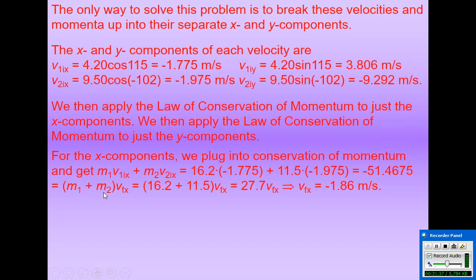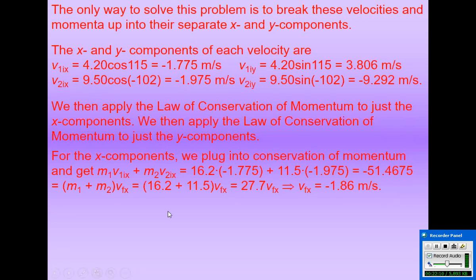These two masses stick together afterwards. And so I can determine the x component of the final velocity, because it's going to be equal to m1 plus m2 times the final x. I know m1 and I know m2, 16.2 plus 11.5. So that's 27.7 times the final x. I do negative 51.4675 divided by 27.7. I get the final x equals negative 1.86 meters per second.